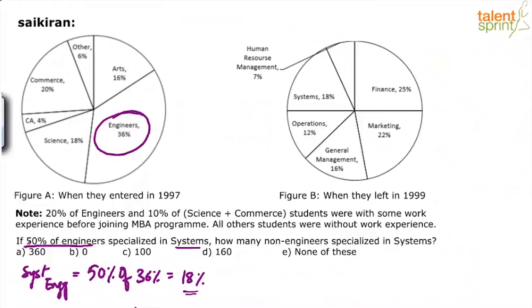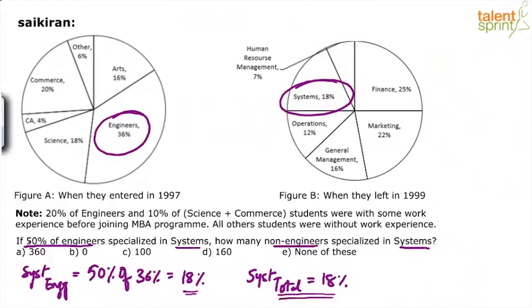18% of what? 2000. How many non-engineers have specialized in systems? Now, what is the total specialization in systems? If you look at the second pie chart, the systems total is 18% directly. You will not be writing this on paper, by the way, I'm just trying to explain it to you. So the total who have specialized in systems are 18% of 2000.